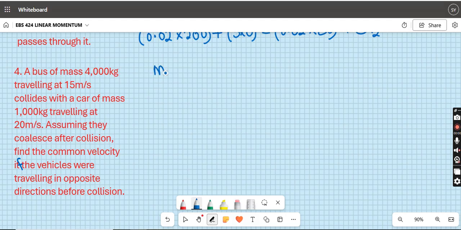So with opposite, I'll just give you a clue. m1 u1 minus m2 u2 will be equal to (m1 plus m2) v. They are moving together. Okay? So try your hands on this one. Thanks.